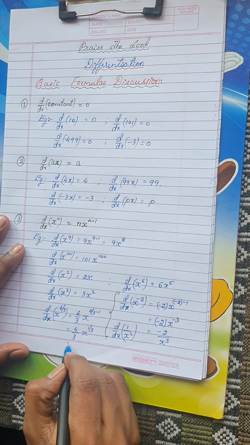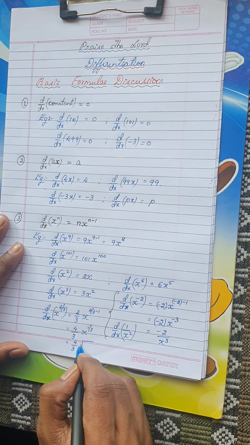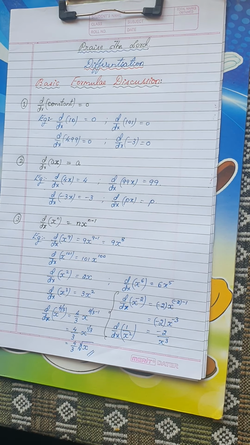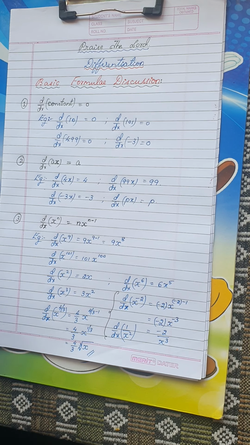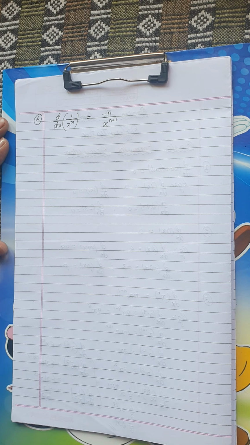Okay, so that is nothing but, if you want to write it in a simpler form, 1 by power 1 by 3 is nothing but cube root. So 4 by 3 into cube root of x. Okay, I hope you've understood. Let's move on to the next formula.